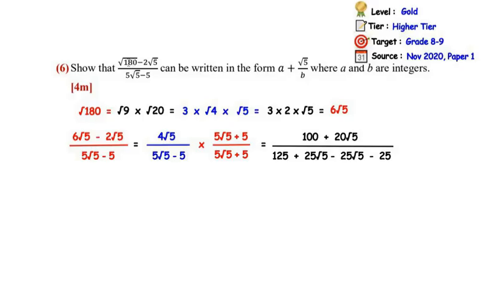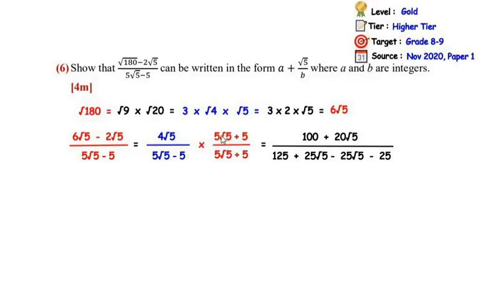So now in the numerator, in place of root of 180, we have written 6 root 5 minus 2 root 5 divided by 5 root 5 minus 5. Now we can see that the numerator has like terms because both of them have square root 5. So 6 minus 2 gives us 4 root 5 divided by 5 root 5 minus 5. Now we are going to rationalize the denominator. That is, we are going to multiply the numerator and denominator by 5 root 5 plus 5.